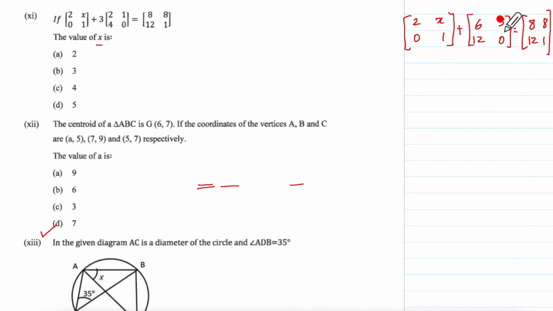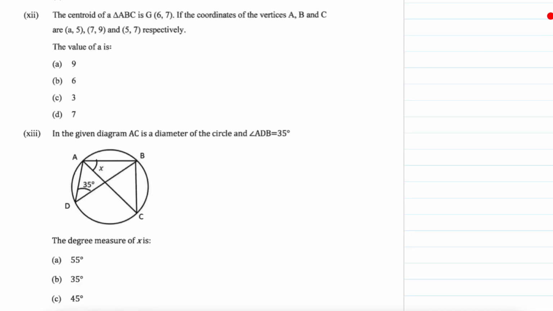Now x and this one, they are the corresponding elements. So on the left hand side it will be x plus 3 and here it will be 8. So the value of x will be, 3 goes that side, x equal to 5. Where is the option? D. Simple. Let us move to number 12.